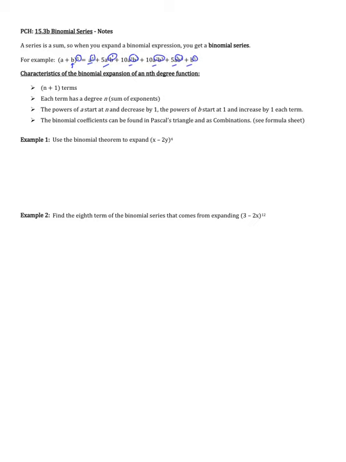All right, some things to notice. You always have one more term because of that 0 position. You always have one more term in your expansion than the power that you are expanding. Each term has a degree of n. The powers of a start at n and decrease. B starts at b to the 0 and increases by 1 each term. And the coefficients can be found either as a combination or in Pascal's triangle.